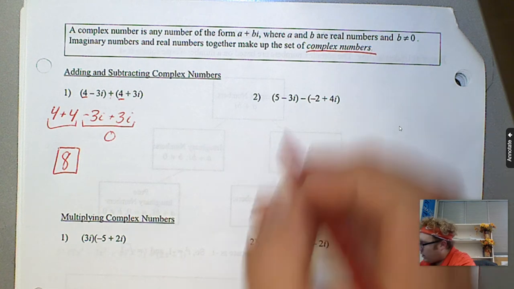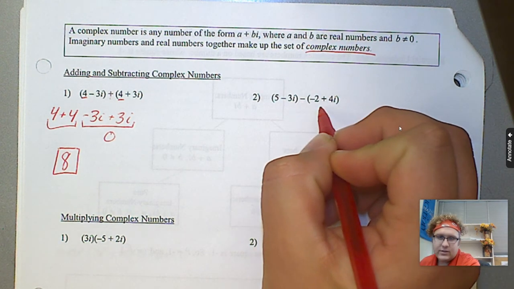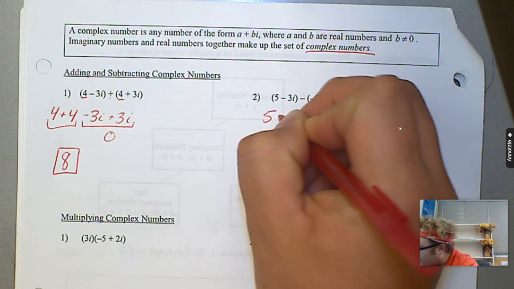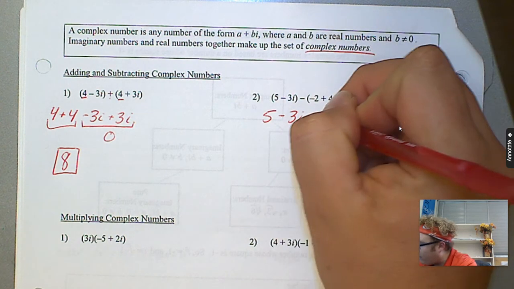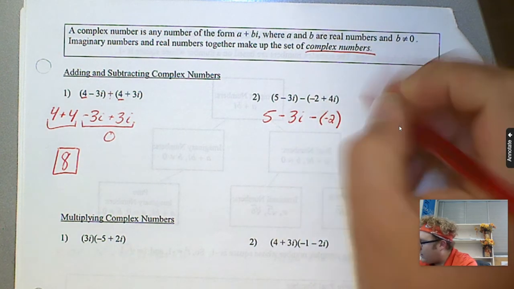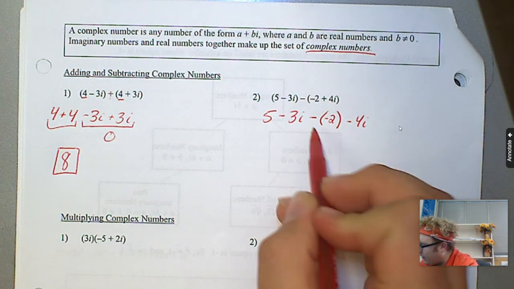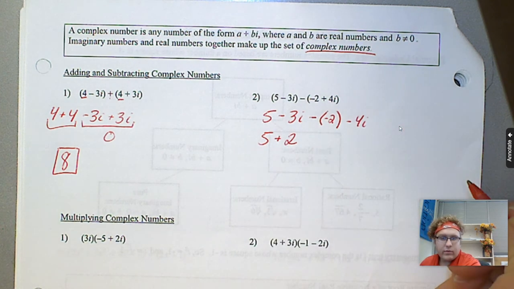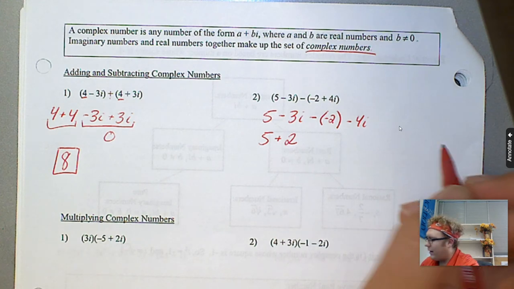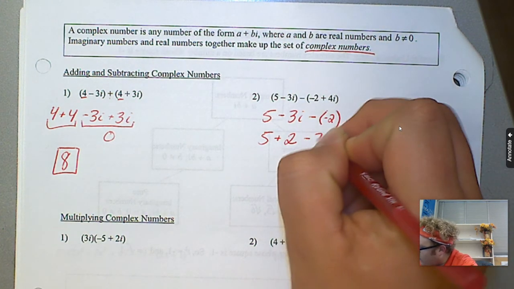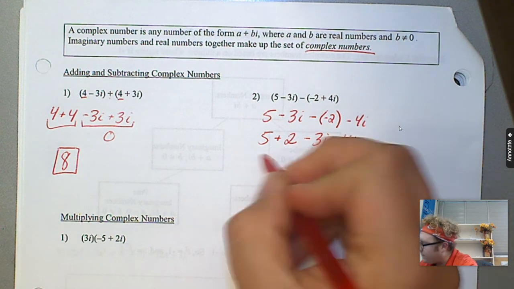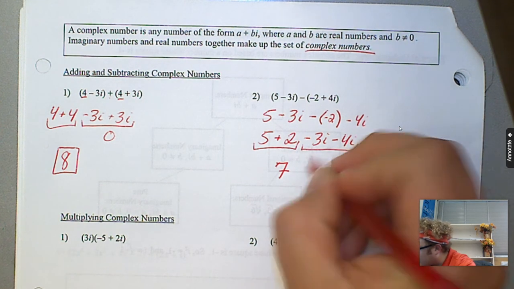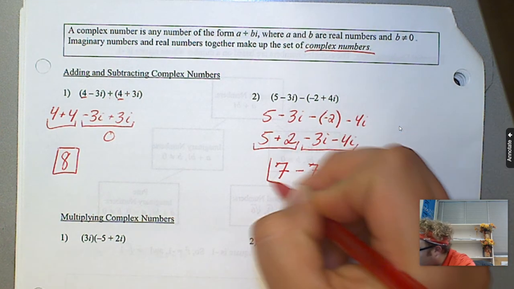In example 2, you're going to want to apply that subtraction sign similarly to how you would apply a negative coefficient. So I'm going to write the first expression just how I see it, and then we're going to have minus a negative 2 minus 4i. And when I see that minus a negative, I'm going to change that to a positive, and I'll group it with the other real number over there. So that minus negative 2 turns into plus 2, and then we have minus 3i minus 4i. Combining the real parts, I get the number 7, and combining the imaginary parts, I get minus 7i. And that would be my final answer.